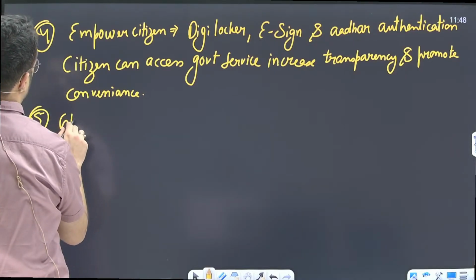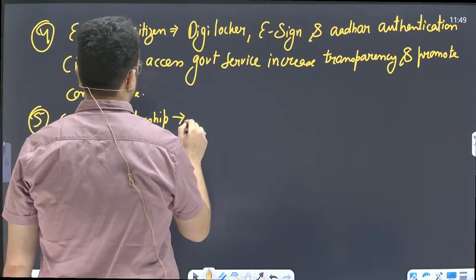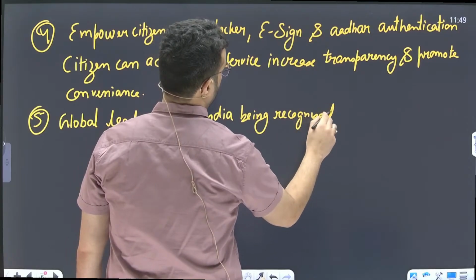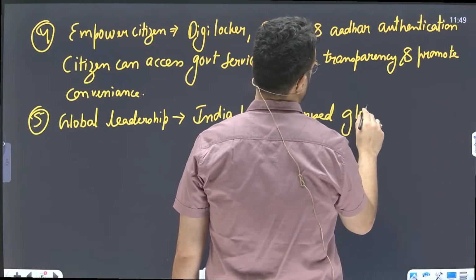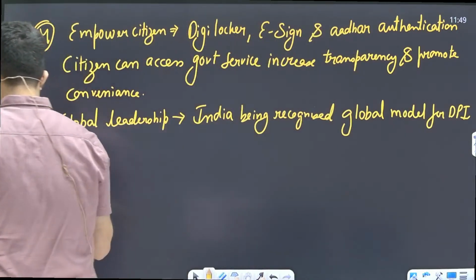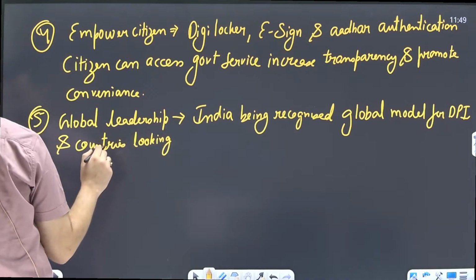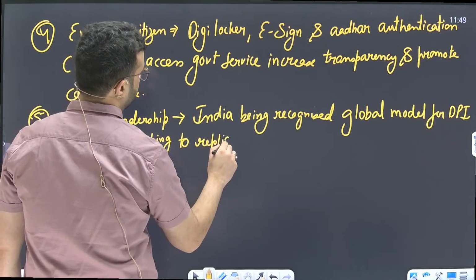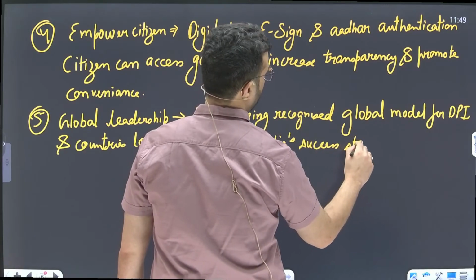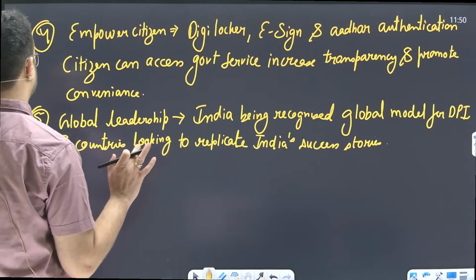Fifth, global leadership. India is being recognized as a global model for digital public infrastructure, and countries are looking to replicate India's success story. Many countries are now following the digital public infrastructure set by India. So global leadership is also enriching.